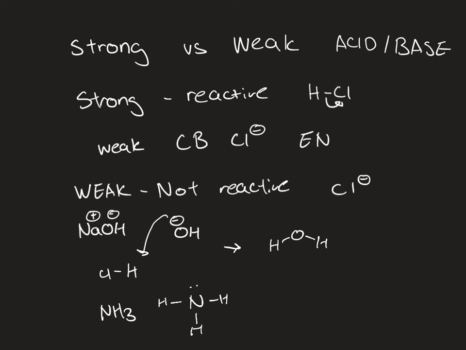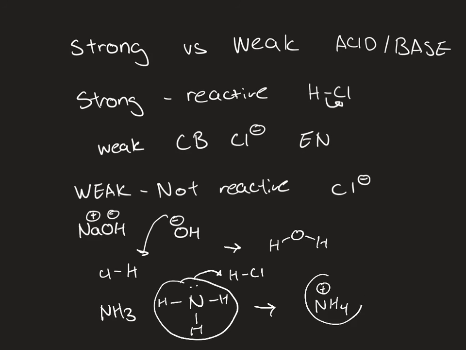Nitrogen is happy. But it has a lone pair, so it can pull a proton from something like HCl, and therefore create NH4. However, it's positive, and the nitrogen isn't very happy having the positive charge. So it's a weak base because it'd rather be in this form than in this form.